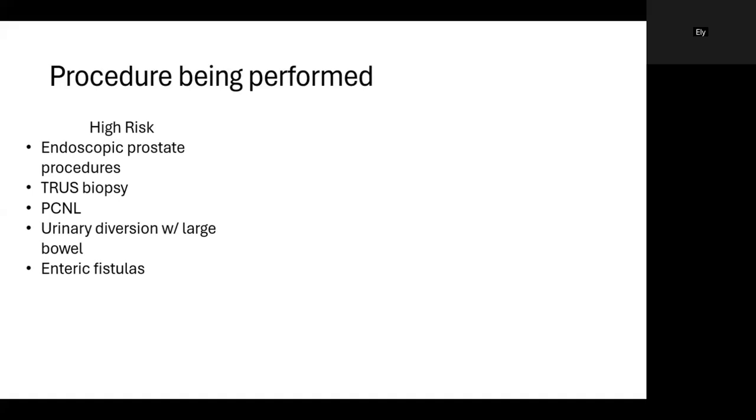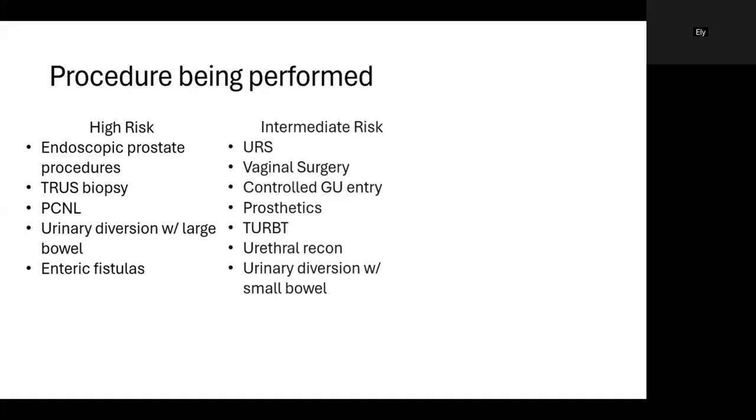These are considered high risk, and these are the cases where we would want to consider antibiotics pretty much all the time. Then we have intermediate risk procedures. These include ureterorhinoscopy, vaginal surgery, any controlled GU entry. Prosthetics fall into this class, although they should probably go into high risk either way. They're considered intermediate. TURBT, urethral reconstruction, and then urinary diversion with small bowel. And these we'd consider antibiotics most of the time, although in some cases it may not be necessary.